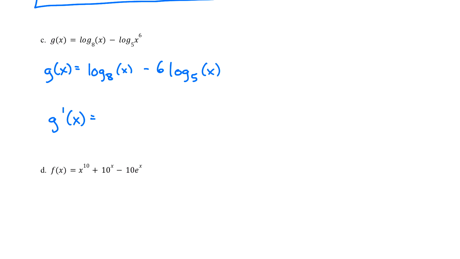So g prime of x, log base 8 of x. That's going to look like the derivative of natural logarithm. It's going to look like 1 over x. I just need to also divide that by the natural log of whatever my base is. In this case, it's an 8. So I need to divide by natural log of 8. Minus 6 is a constant multiple, so I'm going to multiply that by my derivative. Here I have another logarithm, so its derivative is going to look like the natural log, 1 over x. I just need to also divide that by natural log of my base, which here is 5. So I have a natural log of 5 in my denominator as well.